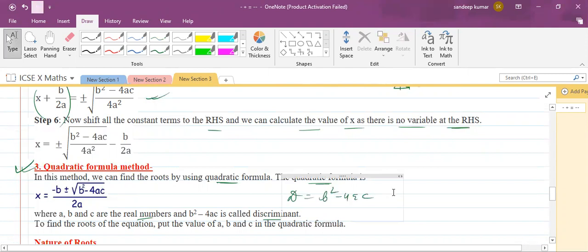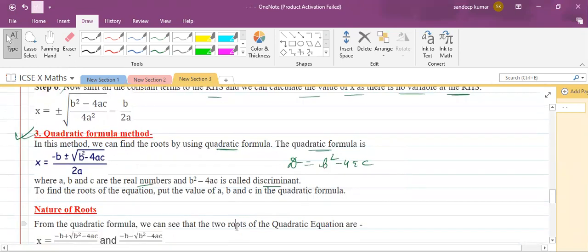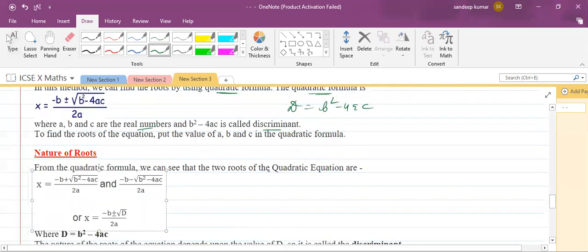This is also called the Sridharacharya formula. Okay, this formula was discovered by one of the Indian mathematicians, Sridharacharya. That's why it is also called the Sridharacharya formula. So to find the roots of the quadratic equation, put the values of a, b, and c in the quadratic formula. Okay, there will be two roots, x1 and x2. One time you have to take positive: minus b plus root under b square minus 4ac by twice of a. Okay, that will give you the x1 value.